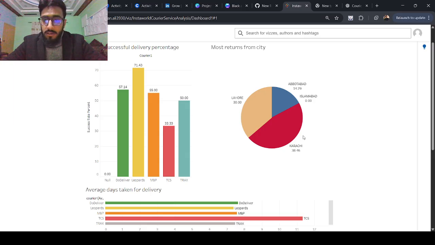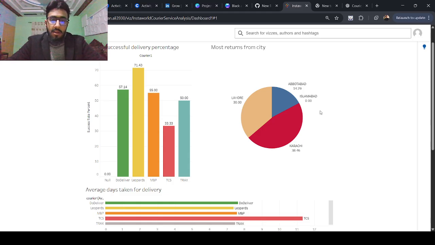So here we can easily see it's Karachi, the city of Karachi. It's getting the most number of return parcel orders, and after that we have Lahore. Islamabad was also in the top five, but it's just a fraction in terms of returns. The orders from Islamabad have almost no or nil returns.